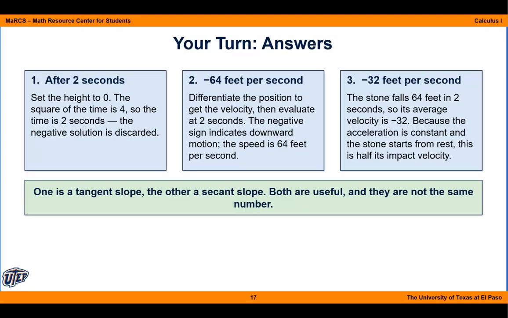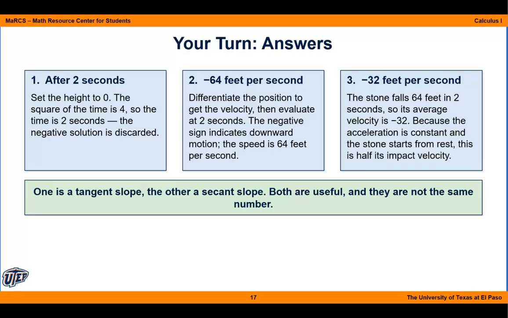Let's check the answers. For problem 1, set s of t equal to 0. This gives t squared equals 4, so t equals plus or minus 2. We discard the negative solution, and the stone reaches the water after 2 seconds. For problem 2, differentiate the position function to obtain v of t equals negative 32t. Therefore, v of 2 equals negative 64 feet per second. The negative sign indicates downward motion, and the speed is 64 feet per second.